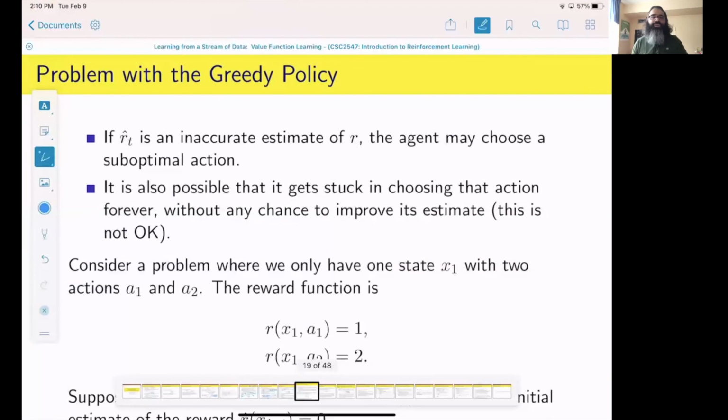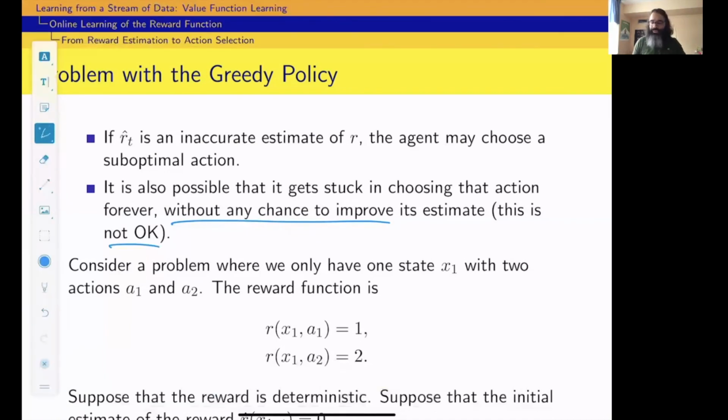But there's a problem. With this greedy policy selection, if R hat is an inaccurate estimate of R, then the agent may choose a suboptimal action. The worst part is that choosing a suboptimal action occasionally is okay, but the problematic situation is that it is possible to get stuck choosing a suboptimal action forever, without any chance to improve its estimate. And this is not okay or desirable. So when does this happen?